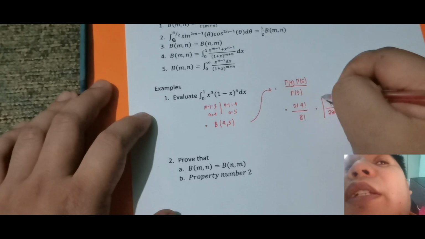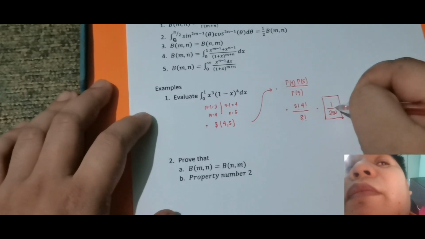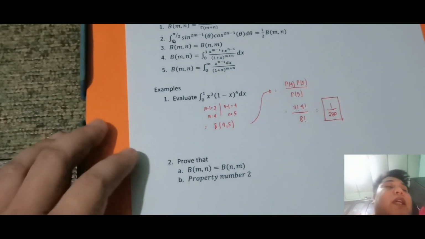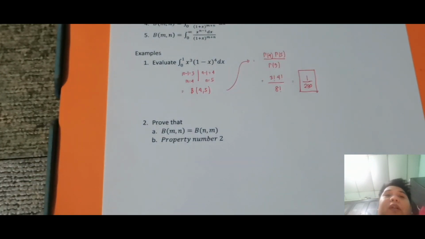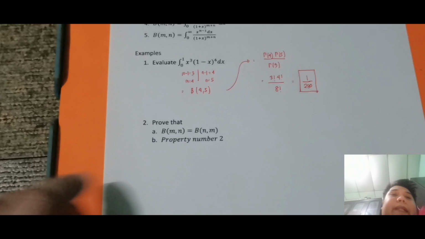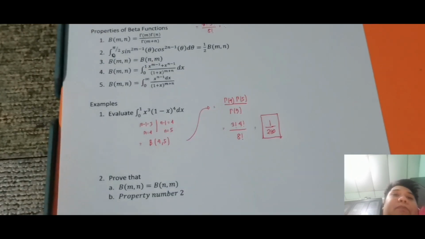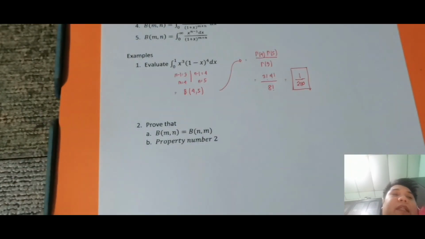Simple, basic na basic. Alright, so napakadali lang yan. Now, let's have number 2. So, prove daw yung B of m comma n is equal to B of n comma m. So, pakita daw natin na sila ay equal. So, hindi ko rin sure paano siya papakita. Pero, kayang-kaya natin yan.